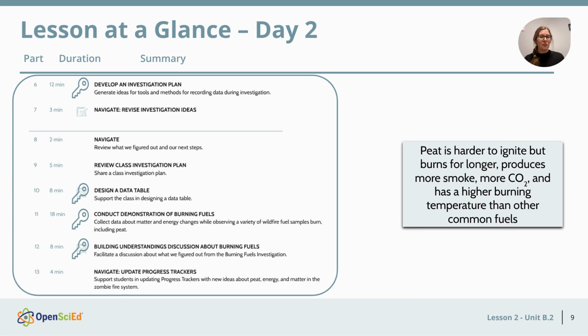Students are going to learn here that peat is harder to ignite, but burns for longer, produces more smoke, more CO2, and has a higher burning temperature than other common fuels. Which leads to the next question we have: why is there so much peat in the Arctic?